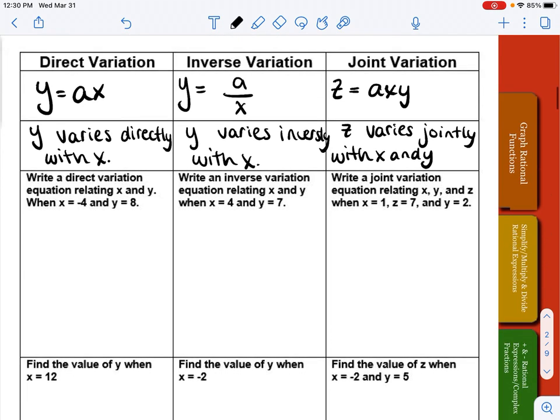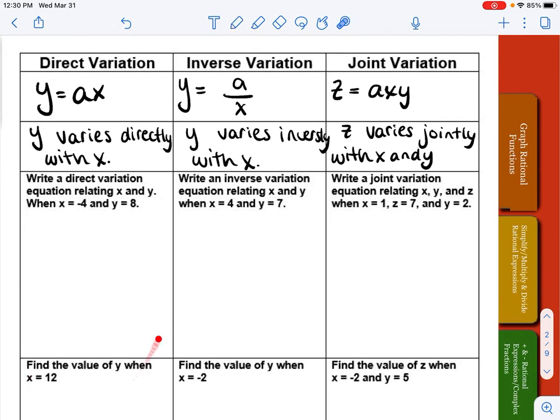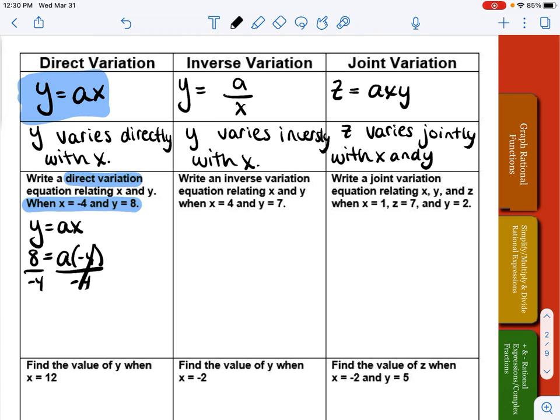So our next row, we're going to just do our direct variation here. We need to write a direct variation equation relating x and y. So we are going to use this equation, plug in x and y that we are given to solve for a, and then we have our direct variation equation. So we have y equals a times x, which is 8 equals a times negative 4. Solve for a, and we get a equals negative 2, and then plug that in. So our direct variation equation is y equals negative 2x.